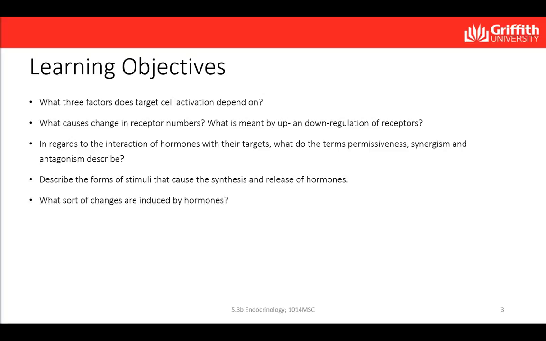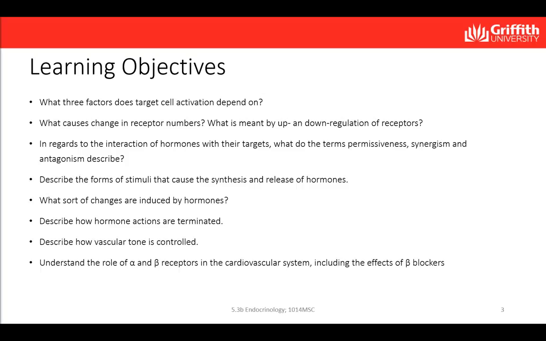We'll also outline the sorts of changes that are induced by hormones, and describe how those actions are then terminated. We'll then describe how vascular tone is controlled, and try and understand the role of alpha and beta receptors in the cardiovascular system, and include the effects of beta blockers. And finally, we'll describe how bronchoconstriction and bronchodilation are controlled, and how asthma can occur.